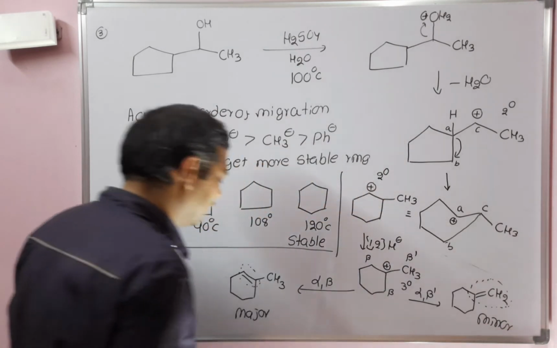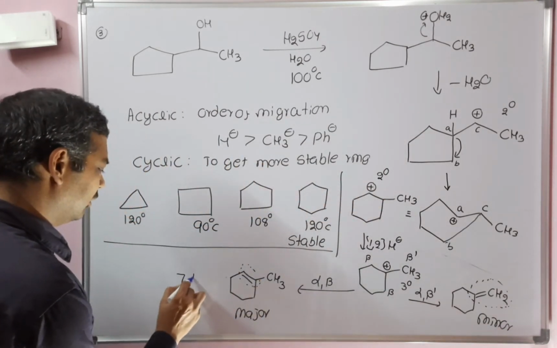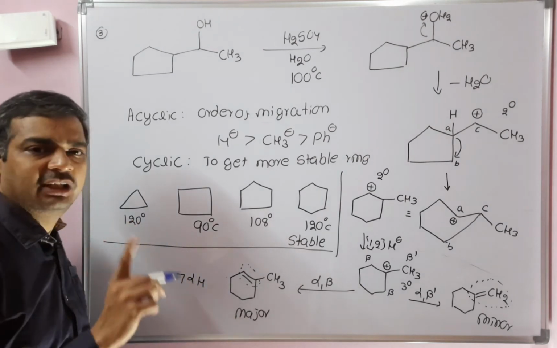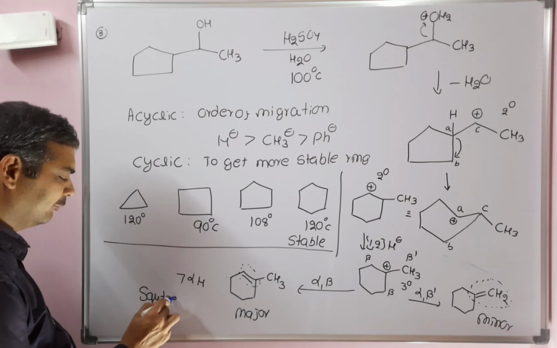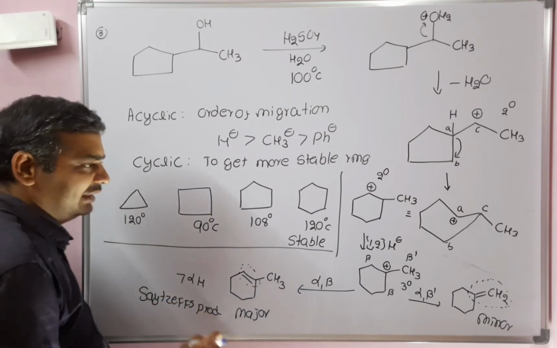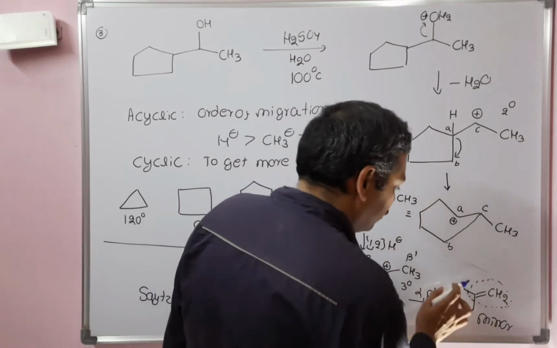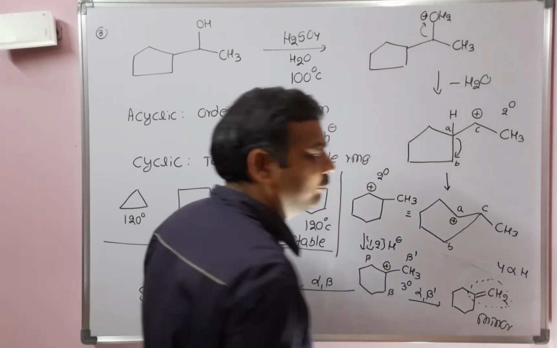Coming to the number of alpha hydrogens, here 2 plus 2 plus 3, 7 alpha hydrogens are there, 7 hyperconjugation structures are there. This is definitely the Zaitsev product. Whereas here, how many alpha hydrogens? 2 plus 2, 4 alpha hydrogens are there. This is the Hofmann product.